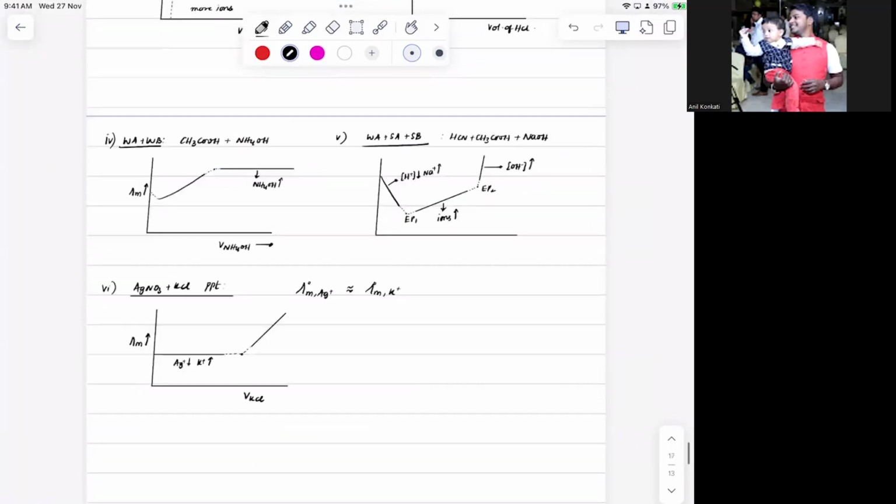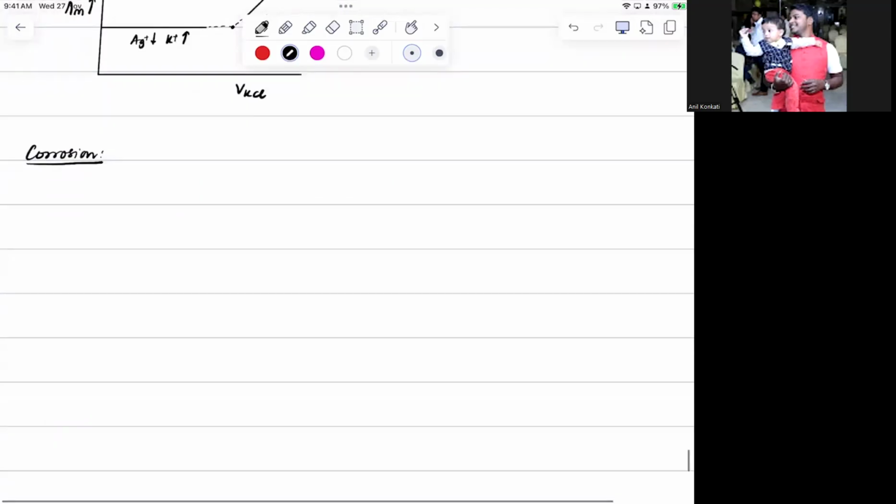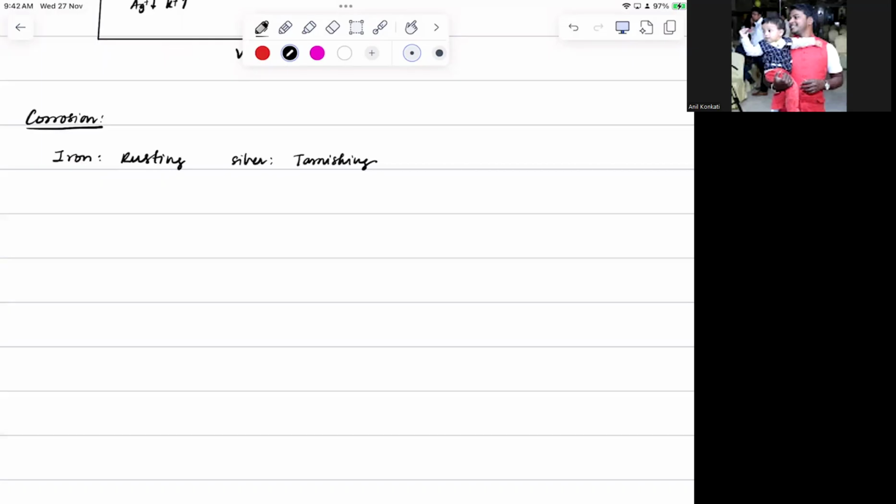Okay. The last thing we need to focus on is corrosion. See, if iron is getting corroded, it is called rusting. And if silver is getting corroded, it is called tarnishing. But the idea is the same. It is getting corroded. So in corrosion, there are always two things that should be present: oxygen and water. Oxygen comes from air and water comes from moisture.